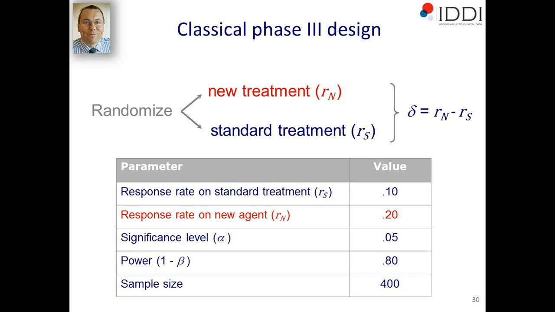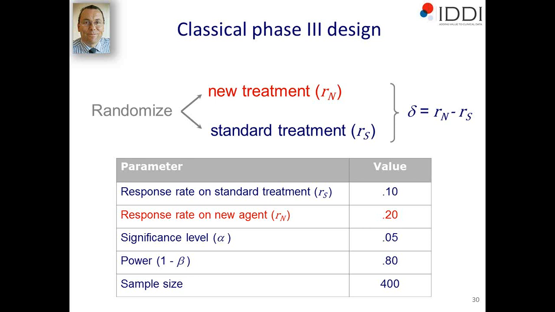You're looking at the difference in response rate, which in fact in practice we would very seldom do. But let's suppose, just for the sake of this discussion, that response rate is the outcome of interest. In general, it would more be like PFS or OS. But let's suppose we are interested in this difference in response rates.